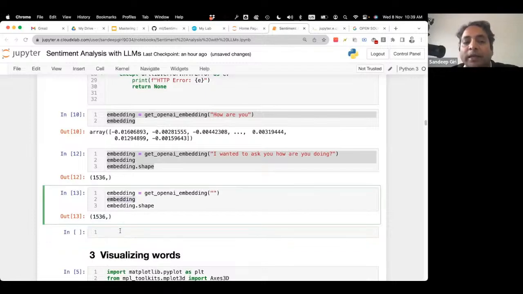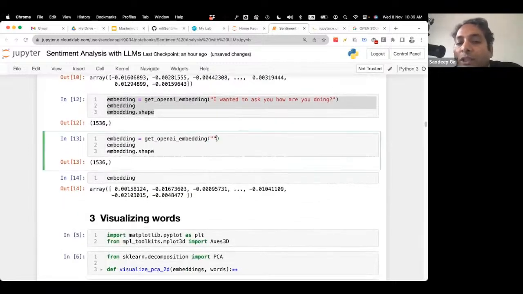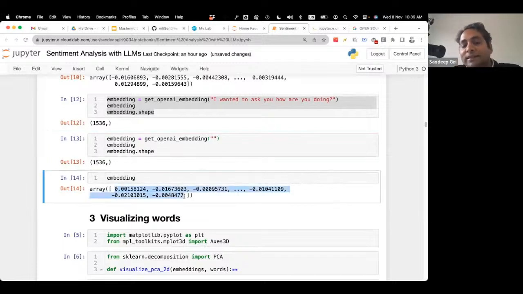So no matter what, even for an empty string, you see, there are numbers, right? So an empty string itself has a lot of meaning in it, and that's why there are valid embeddings, even for an empty string.